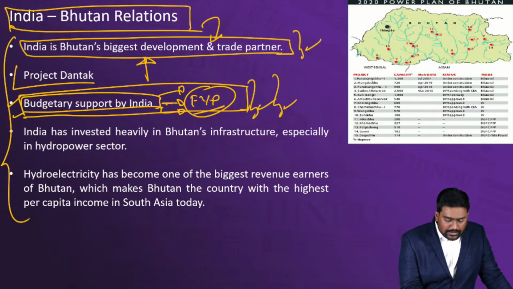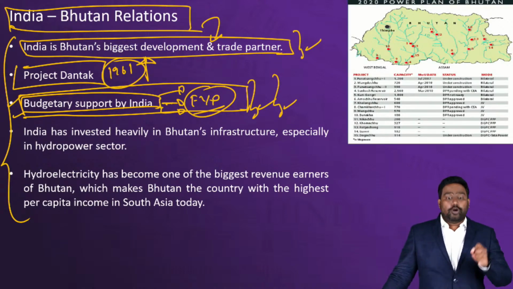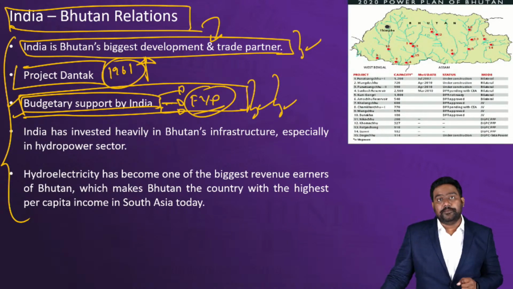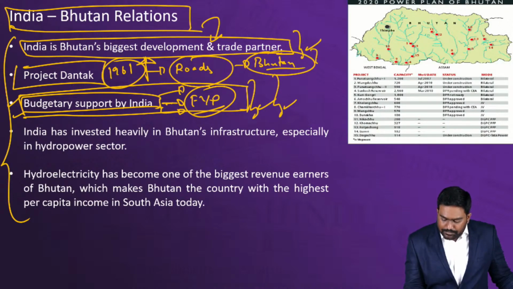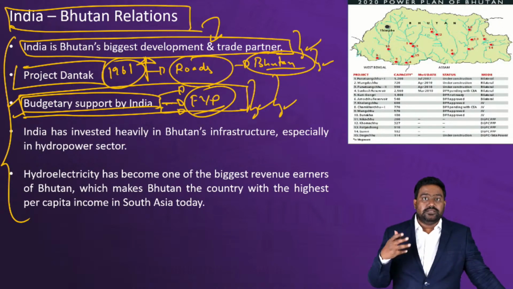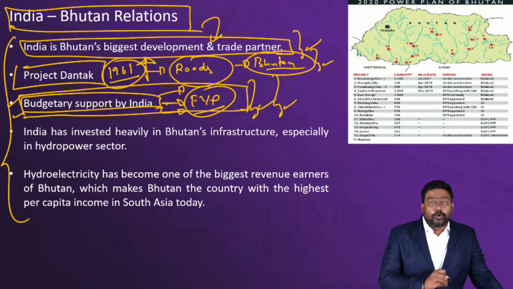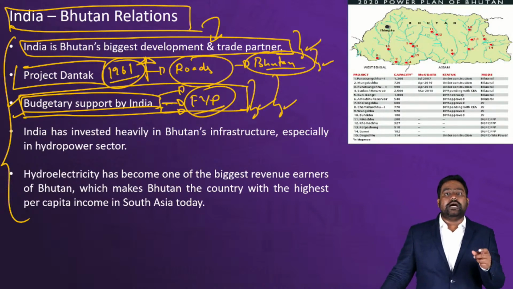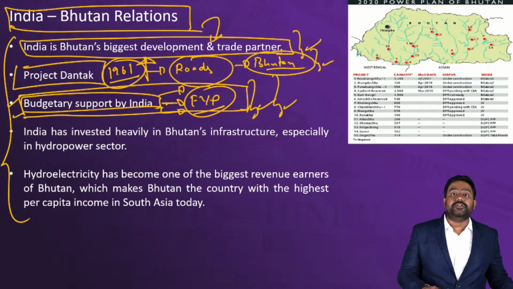For example, then Prime Minister Nehru launched an important initiative called Project Dantak in 1961. Under this initiative, India started building roads in Bhutan. For Bhutan, connectivity was a problem because I hope you know how difficult the Himalayan terrain, Himalayan geography can be. It's not easy to create roads and infrastructure. So India launched Project Dantak, a joint initiative with Bhutan, where we finance the construction of roads and other critical infrastructure in the country.